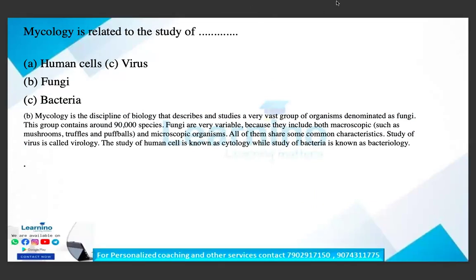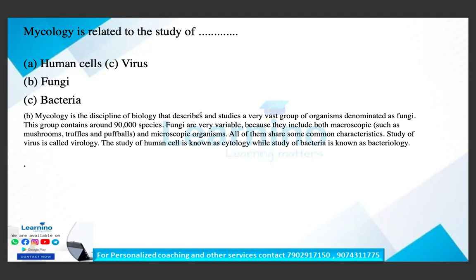Mycology is related to the study of. Option A, human cells. Option B, fungi. Option C, virus. Option D, bacteria. So mycology is related to the study of fungi. Mycology is a discipline of biology that describes and studies a very vast group of organisms denominated as fungi.